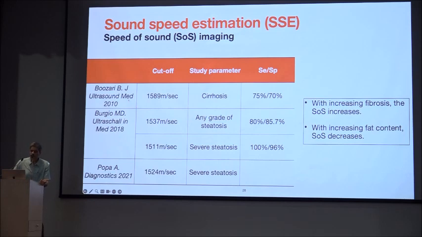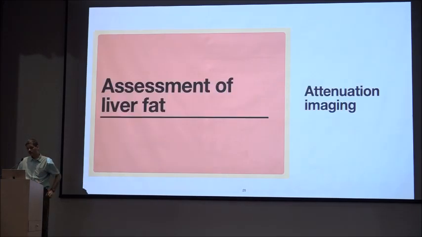In this study by Buzari, at this cutoff, cirrhosis could be diagnosed with reasonable sensitivity and specificity. These two studies by Bergio and Popa used MRI proton density fat fraction to quantify steatosis and showed that at reduced velocity cutoffs, you could diagnose or quantify steatosis very nicely, non-invasively. These are lovely techniques. Now, besides speed of sound, the assessment of liver fat is normally done by attenuation imaging.